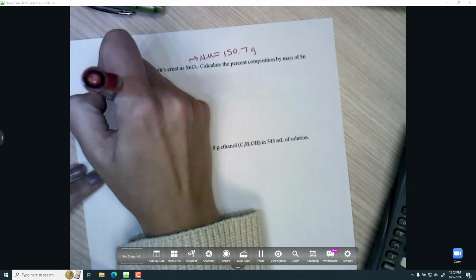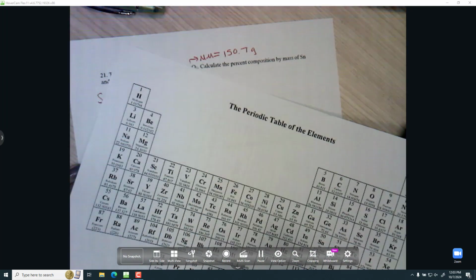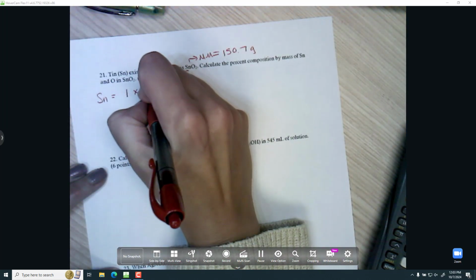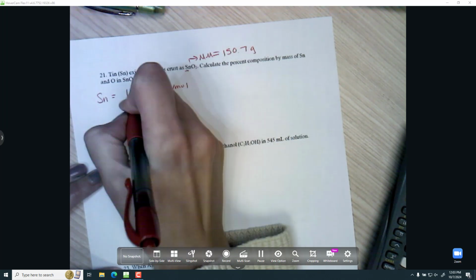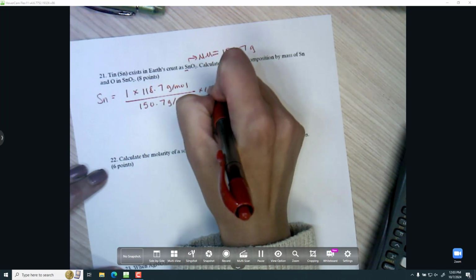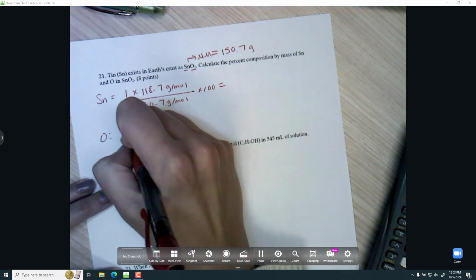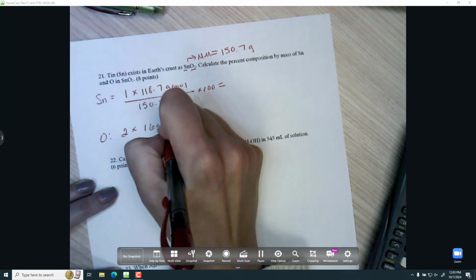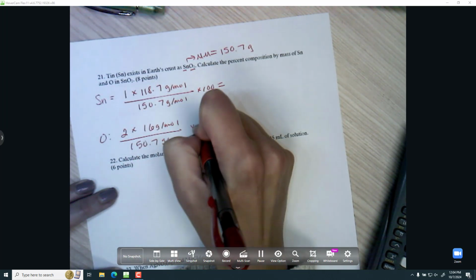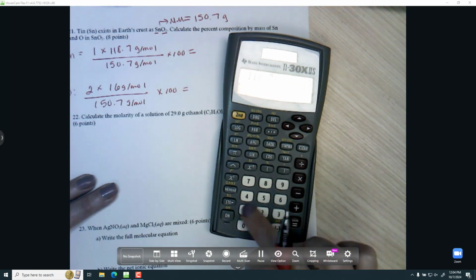And then for percent composition, remember it's how many are in the formula. So for tin, it's just 1 times the molar mass, which in this case is 118.7, and then the molar mass of the whole thing, 150.7, times 100 to make it a percent. For oxygen, there's 2 oxygen per molecule. 16 is the molar mass of oxygen. 150.7 is the molar mass of the whole thing, times 100. All right, put those in. Sorry for the glare.